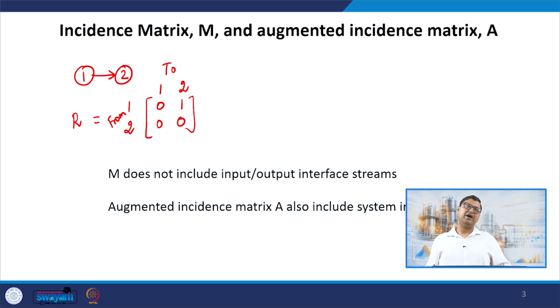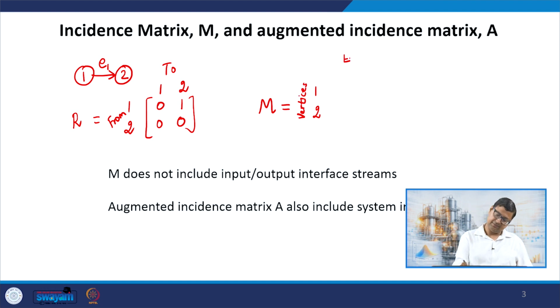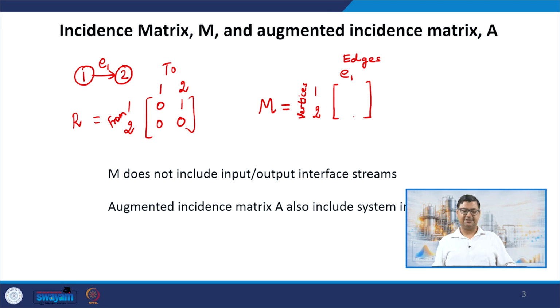But now I will define one other matrix, my M matrix, that is going to contain information regarding this edge as well. Let me call this edge E1. Now what I will do is put the vertices along the rows and edges along the columns. We have only one edge here, so we have a matrix that looks like this.